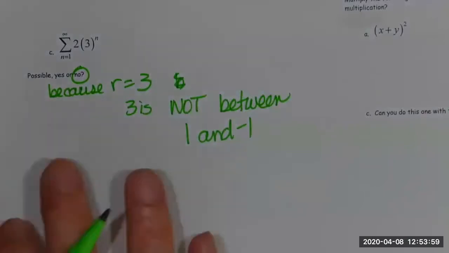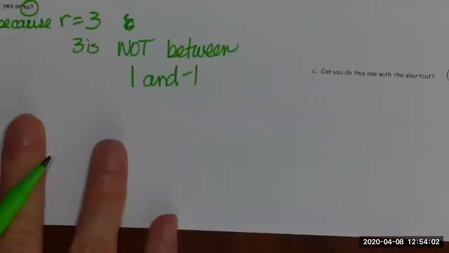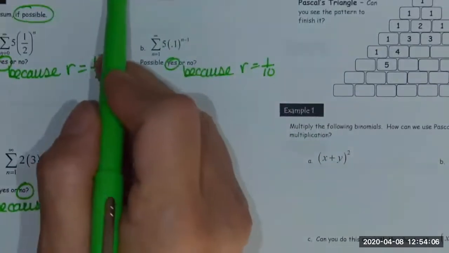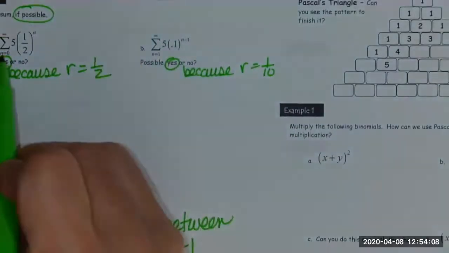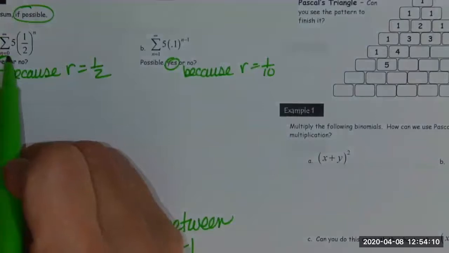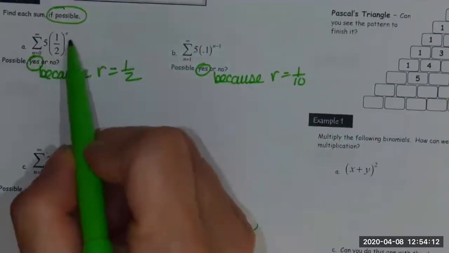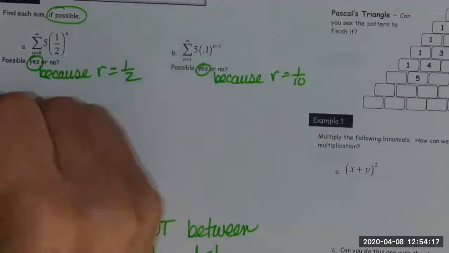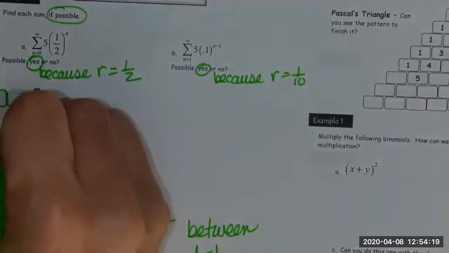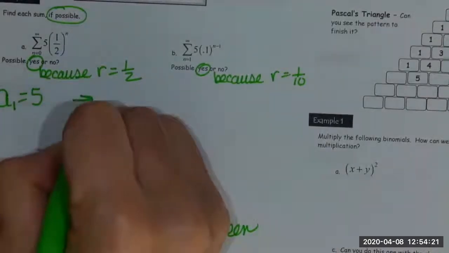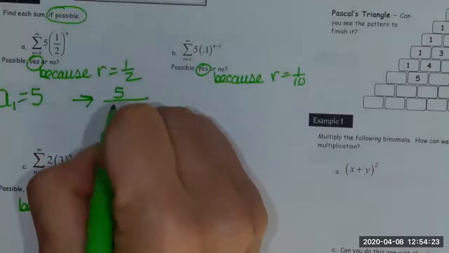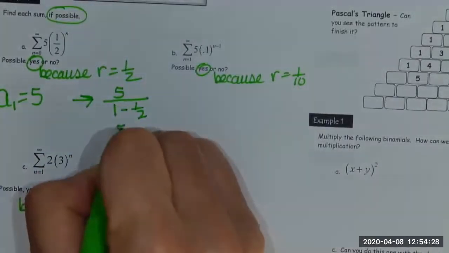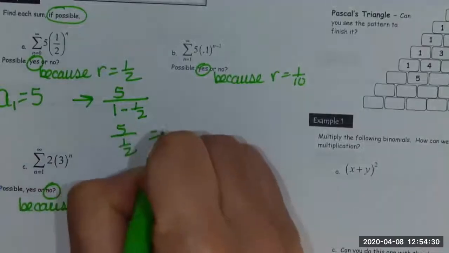Okay, so to add these up, we can do the formula. Now, how would I find A1? Well, I just plug the first one in. The first number here they gave us is 0. So anything to the 0 power is 1, and 1 times 5 is 5. So A1 equals 5. So that would be 5 over 1 minus 1/2, which is 5 over 1/2, which equals 10.